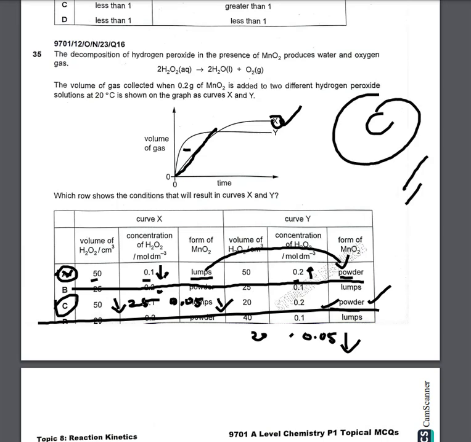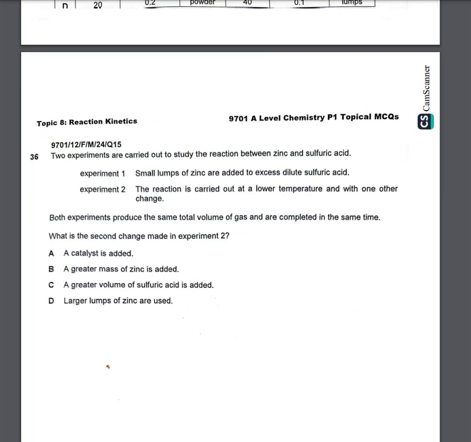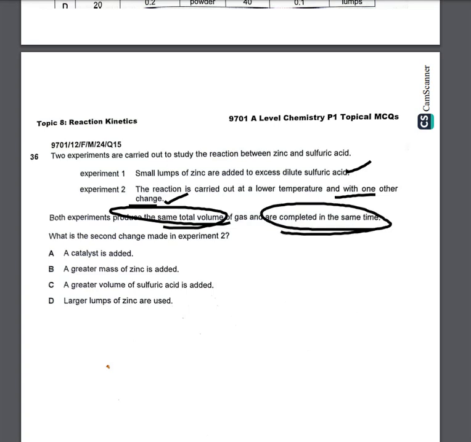Last MCQ. Heading on to the last MCQ, question number 36. Two experiments are carried out to study the reaction between zinc and sulfuric acid. Small lumps of zinc were added to excess dilute sulfuric acid. The reaction is carried out at a lower temperature and with one other change. Both produce the same volume of gas and are completed in the same time, so the rate of reaction is the same and the same volume of gas is produced. What change is made to experiment 2?